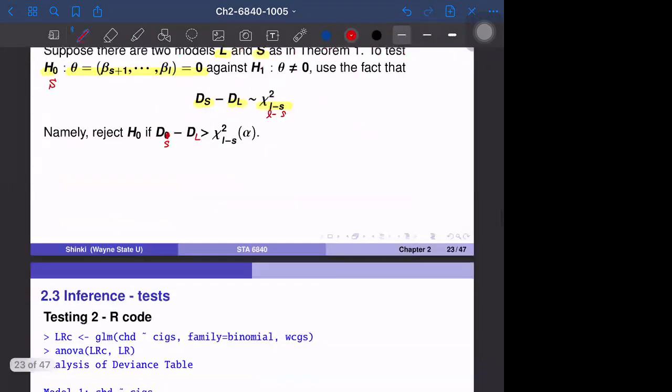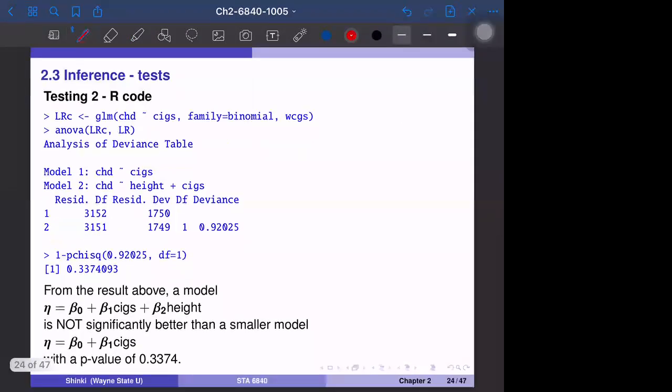So, example from R. Okay, so this time the original model was LR. So predictors are cigarette and also height. So CHD, the occurrence of heart disease, is regressed on cigarette and height. So we have two more parameters. And we think about some intermediate model. So it's not a null model, but we only have cigarette here.